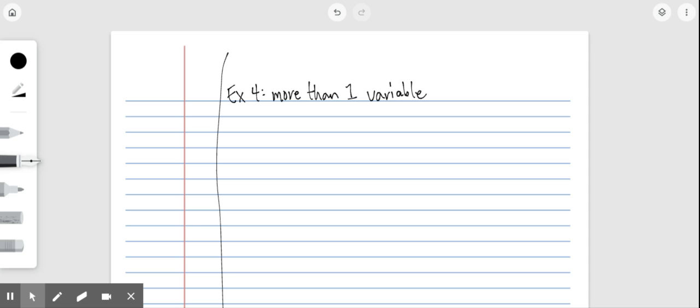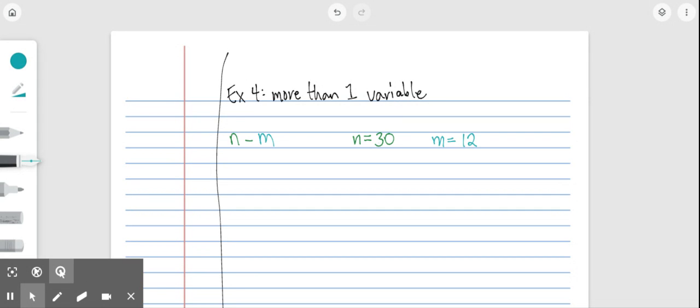All right, so now we're trying with more than one variable. So when I have more than one variable, like an example: in this example, n minus m, n is going to equal 30 and m is going to equal 12. So I color-coded it so that I could see it a little bit better. So let's start with our substitution. Again, we start with substitution.